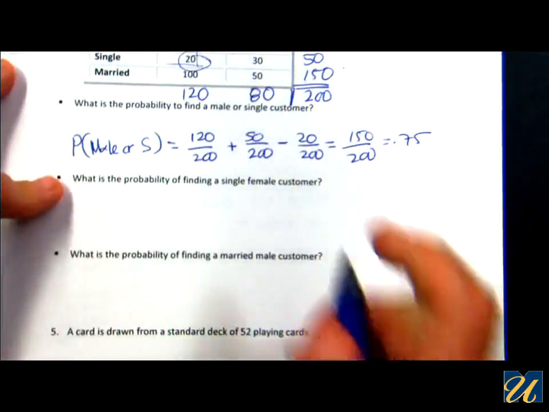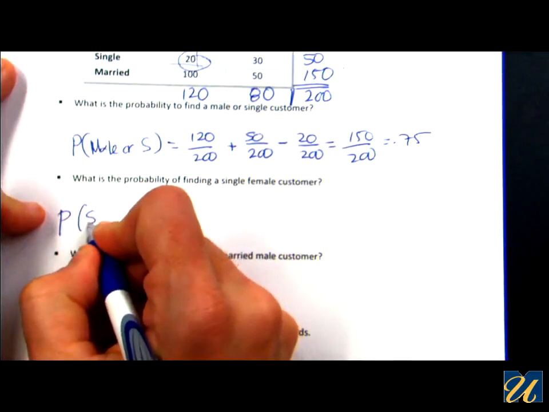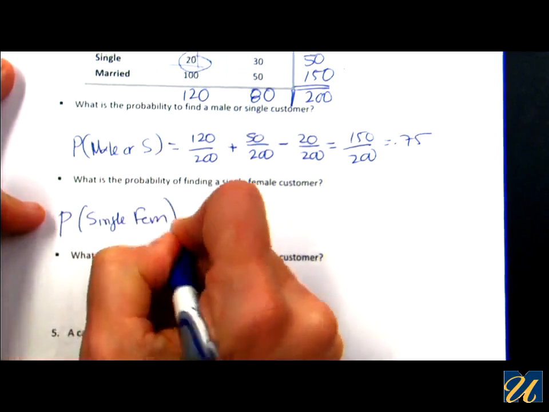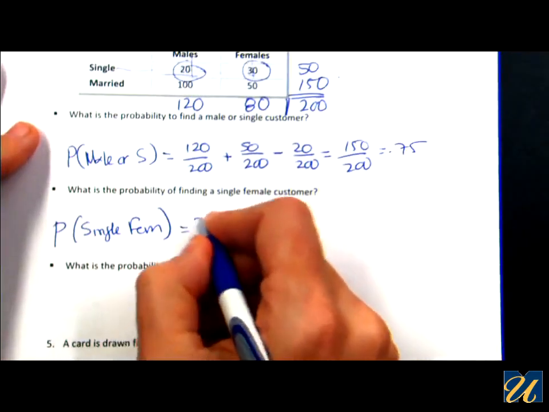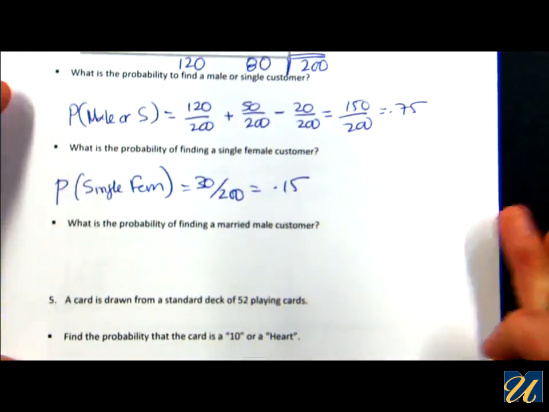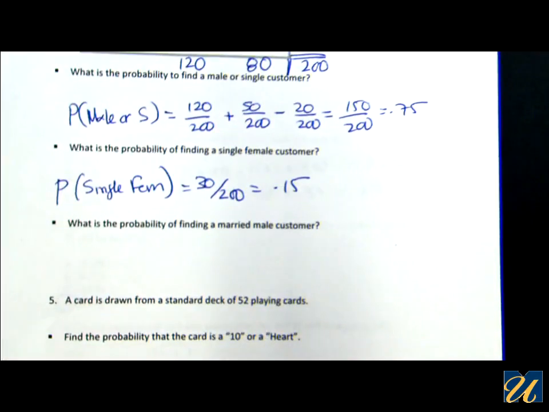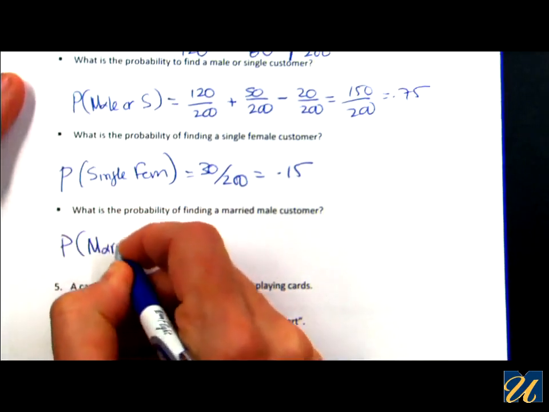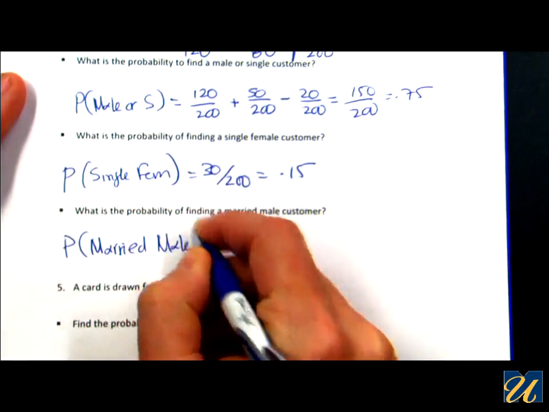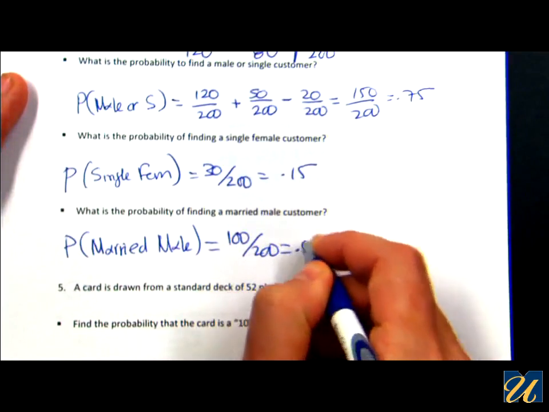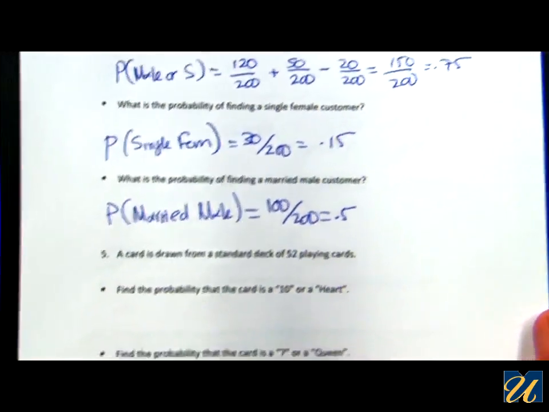What is the probability of finding a single female? Both single female, point of intersection, 30 over 200, 0.15. What is the probability of finding a married male customer? Married male, that means both. Married male, point of intersection, 100 over 200, 0.5.